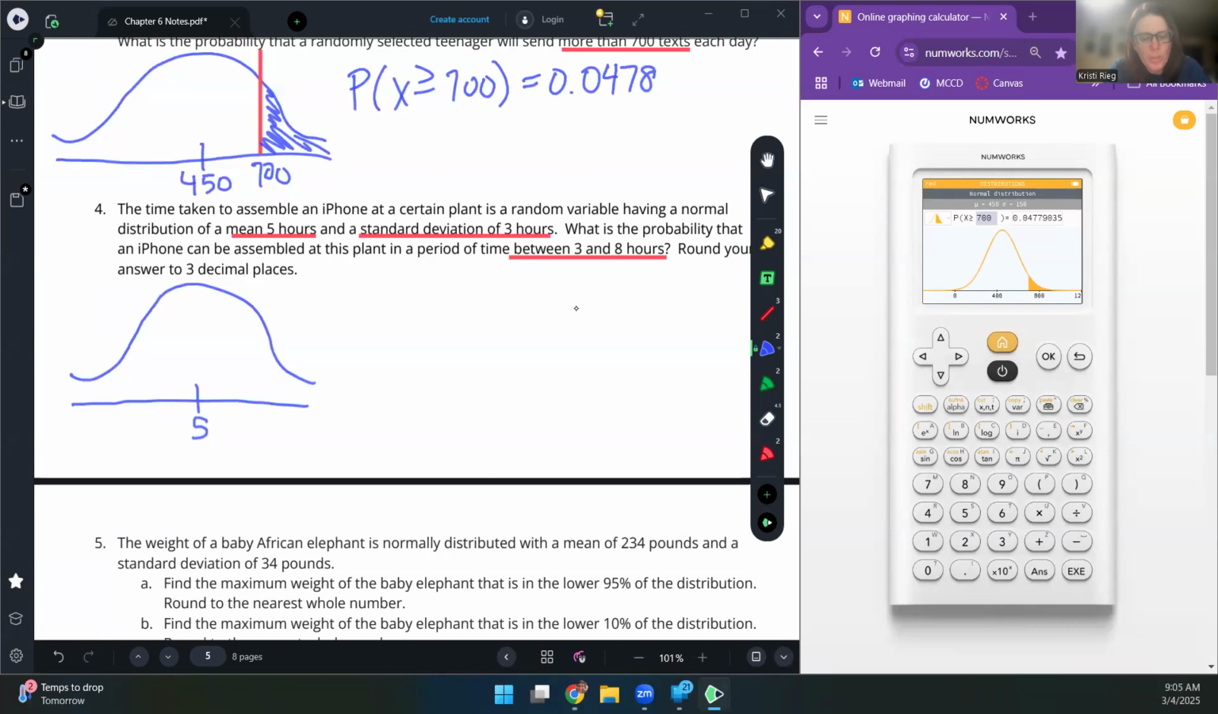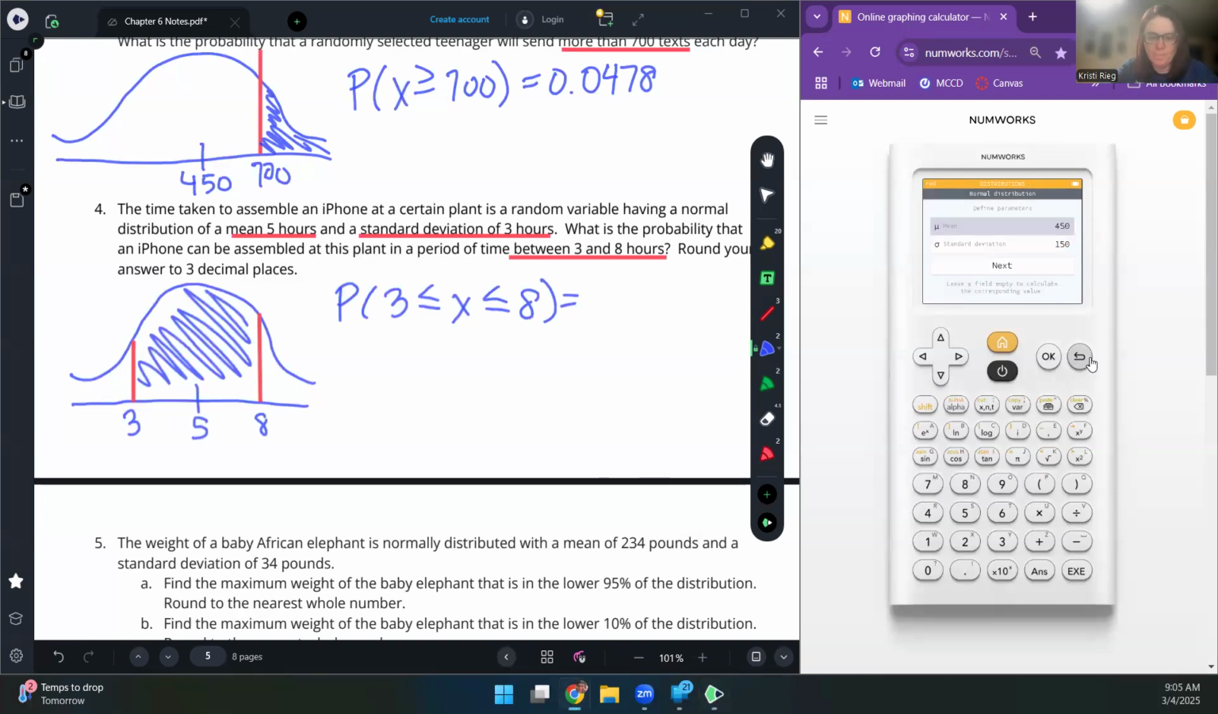And we're going between 3, which is to the left of 5, and 8, which is to the right of 5. Now again, is this perfectly to scale? No. But it is in number order, and you do need to have it in number order. Smaller numbers on the left, bigger numbers on the right, in order to have the right picture. Okay, so this is saying the probability that X is between 3 and 8.